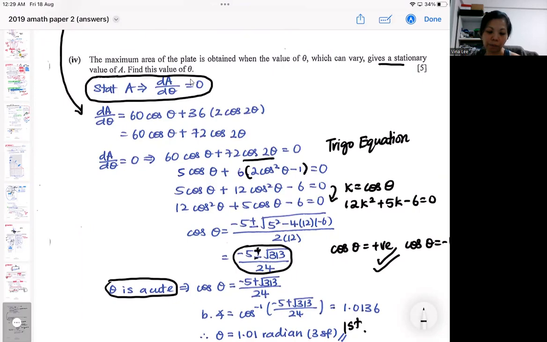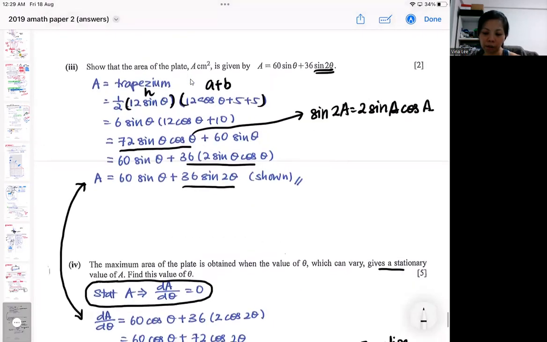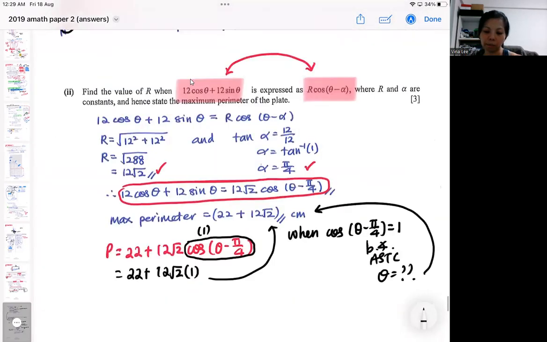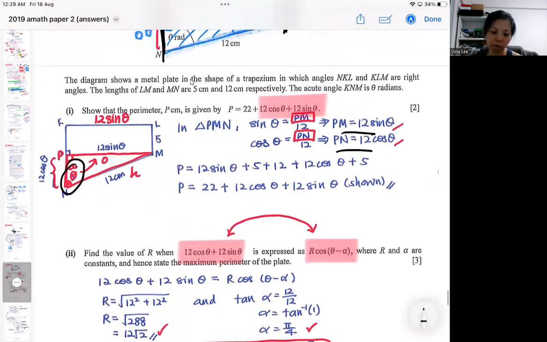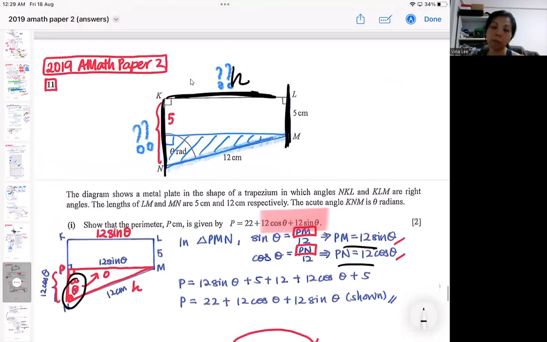It's up to you. Okay, so this one is a pretty long question. Formula proving, there are 2 sets of proving, and one of them involves double angle. And it also has a stationary differentiation concept.